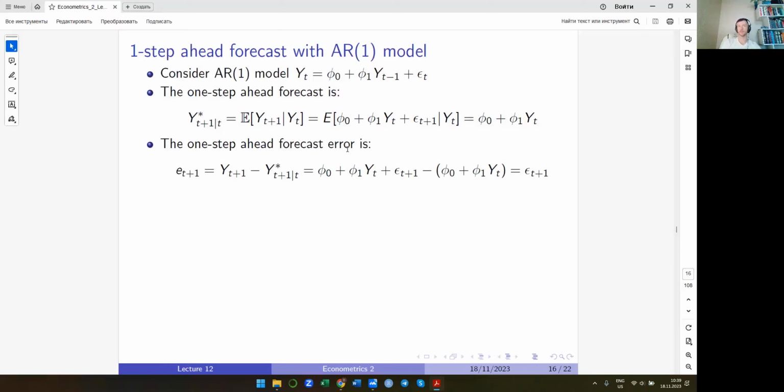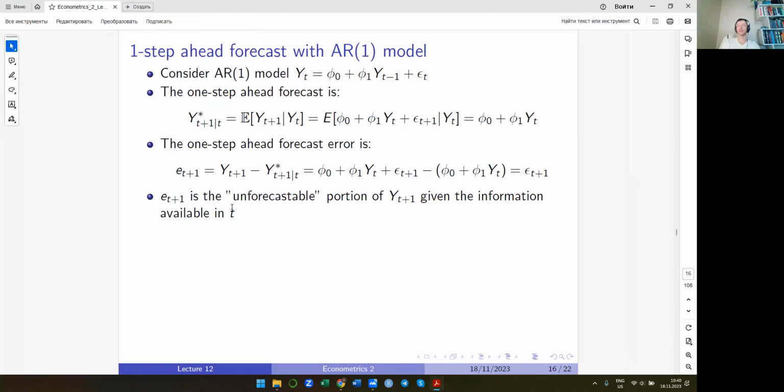The one step ahead forecast error is going to be the deviation of y_{t+1} from the forecast. So we are taking this minus this, and we have that the one step ahead forecast error is going to be epsilon_{t+1}. So don't confuse: this is E, the forecast error, and this is epsilon. The epsilon is the innovation at period t+1, so this value of a white noise at period t+1.